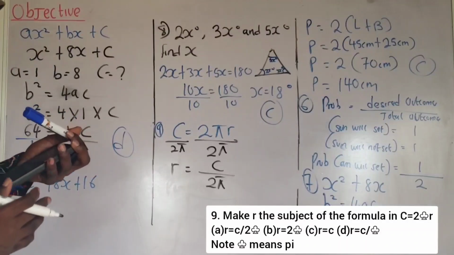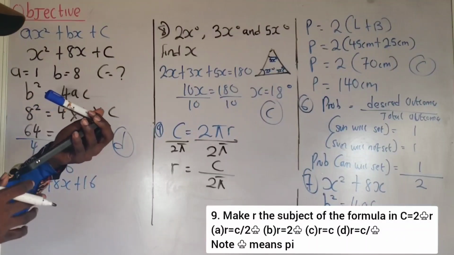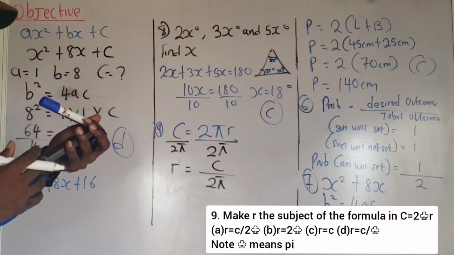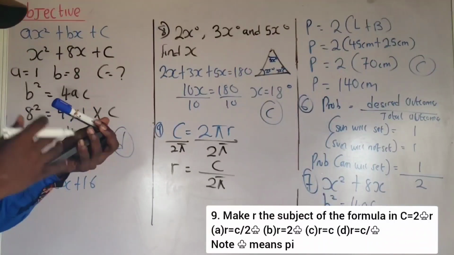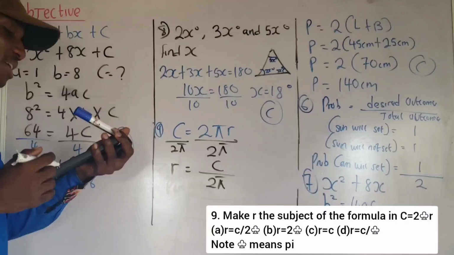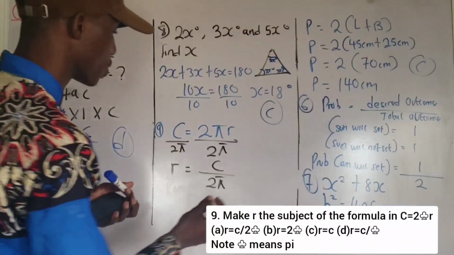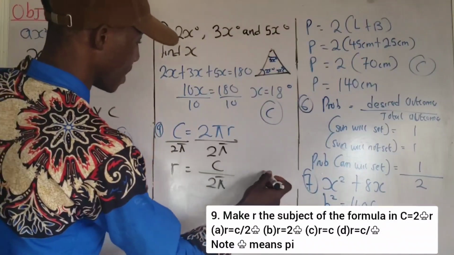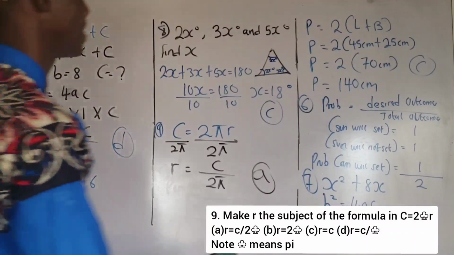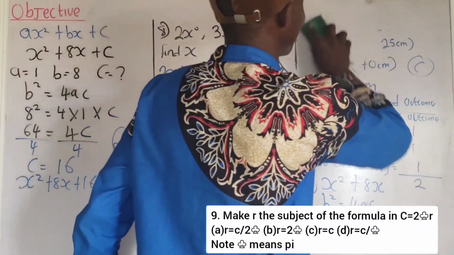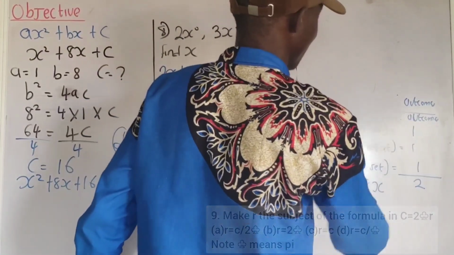So, what is the right option in that question? We have option A, r is equal to C over 2 pi. Option B, r is equal to 2 pi. C, r is equal to C. D, r is equal to C over pi. The right option is r is equal to C over 2 pi. Option A is correct, okay? Now, let's proceed to question 10. Question 10 is on variation.